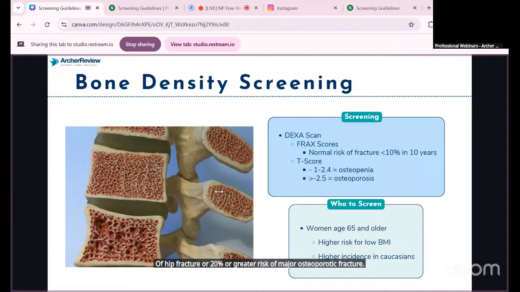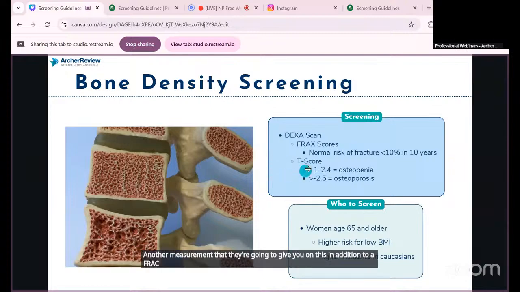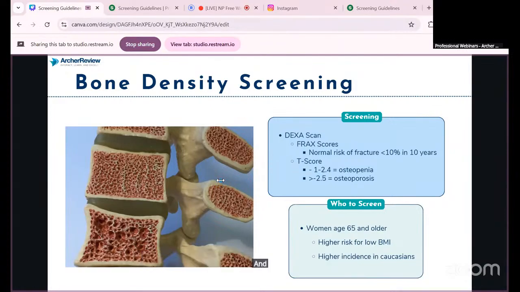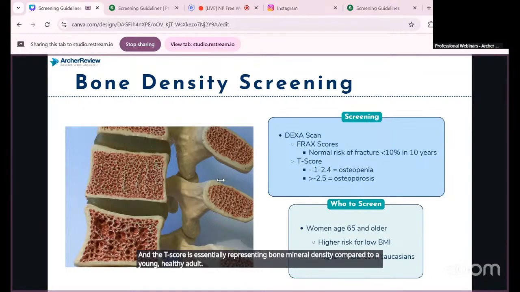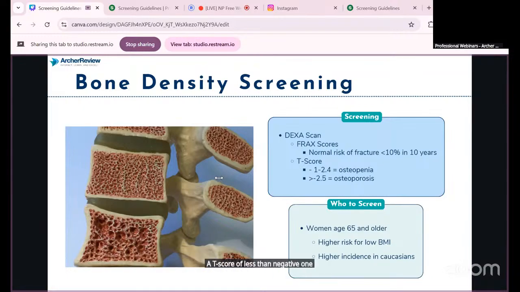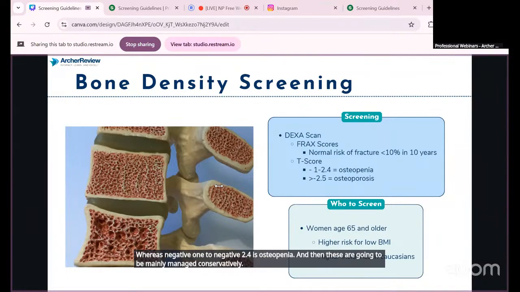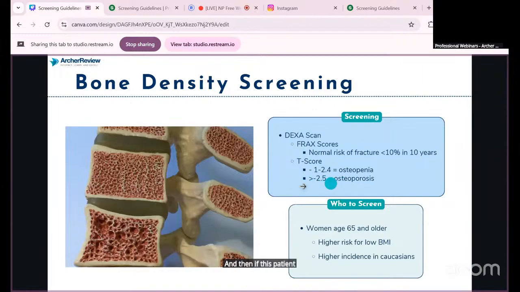So, another measurement that they're going to give you on this, in addition to a FRAX score, is a T score. And the T score is essentially representing bone mineral density compared to a young, healthy adult. So, a T score of greater than -1 is going to represent a normal healthy bone, whereas -1 to -2.4 is osteopenia. And then these are going to be mainly managed conservatively. And then if this patient has a -2.5 or lower, they're going to have osteoporosis as their diagnosis.